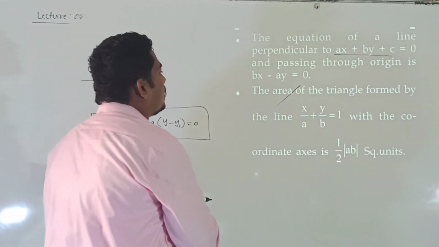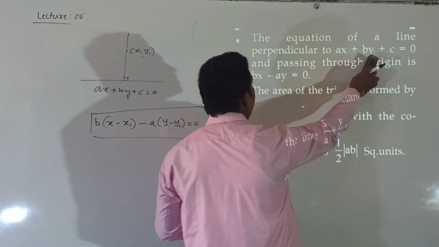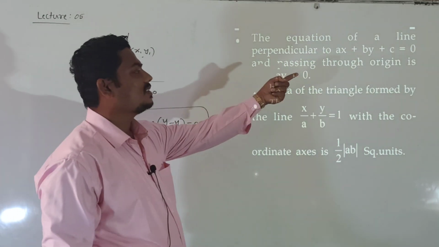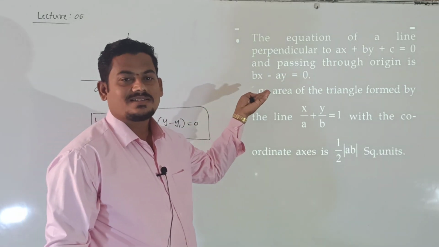The equation of a line perpendicular to ax plus by plus c equal to 0 and passing through the origin is bx minus ay equal to 0. This formula is also not necessary.